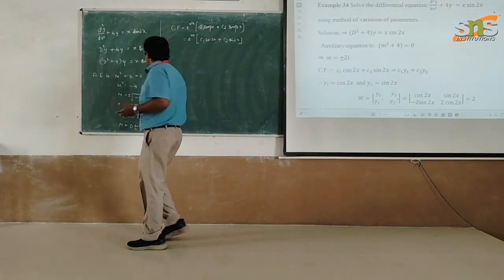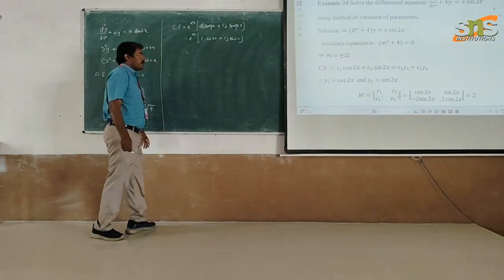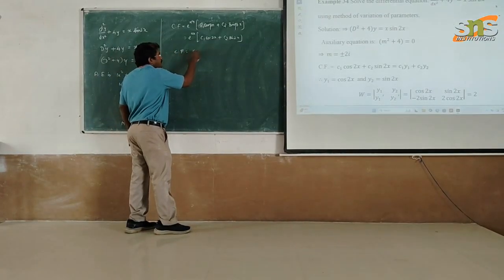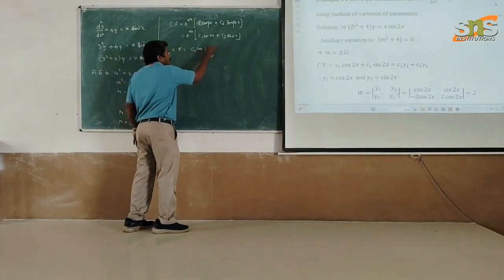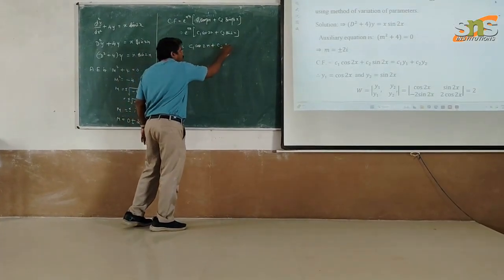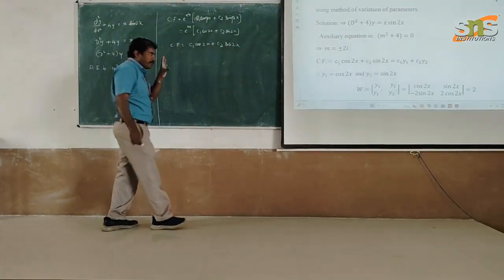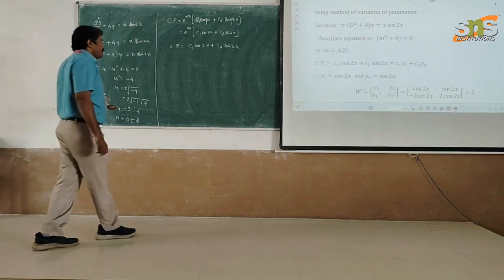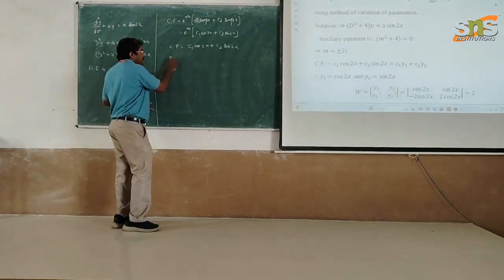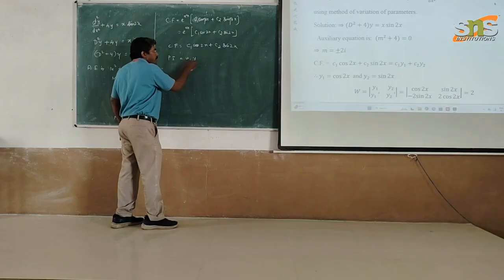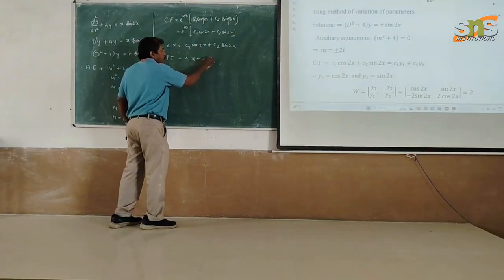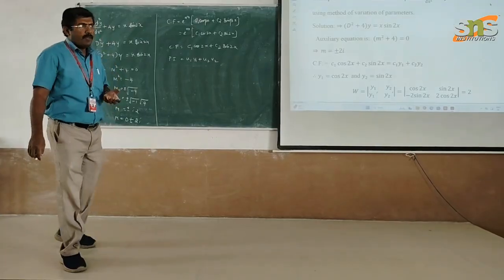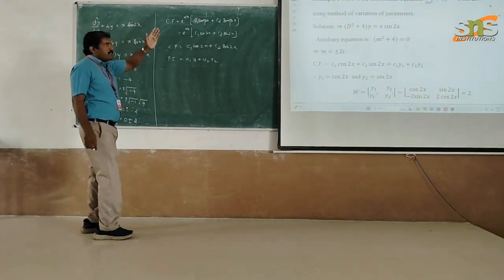Now, what is the next step? What is e^0? e^0 is 1. So CF is c1 cos 2x plus c2 sin 2x. Once after finding the complementary function, we can go for the particular integral. You know the particular integral formula is PI is equal to u1 y1 plus u2 y2. This is the general form for the method of variation of parameters.